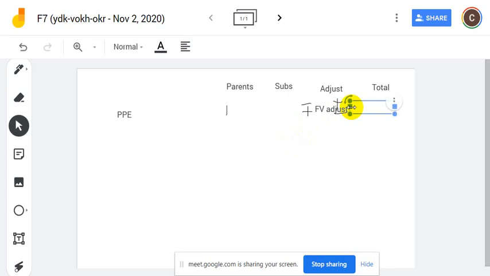Any question? So that's how we treat the fair value adjustment in the balance sheet.